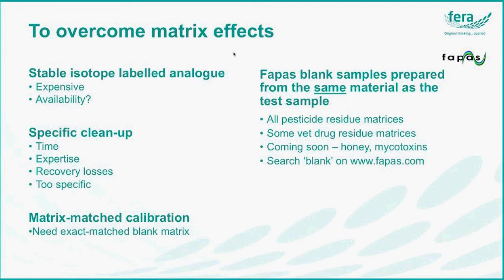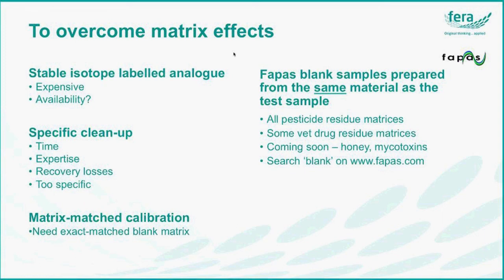So what about a matrix match calibration? You need an exact matched blank matrix to do this. So fortunately, FAPAS blank samples are available, and these are prepared from exactly the same material as the test sample. So when we prepare a material, we have a bulk of blank material which we divide in two, partly for blank samples, partly for the spiked test sample.